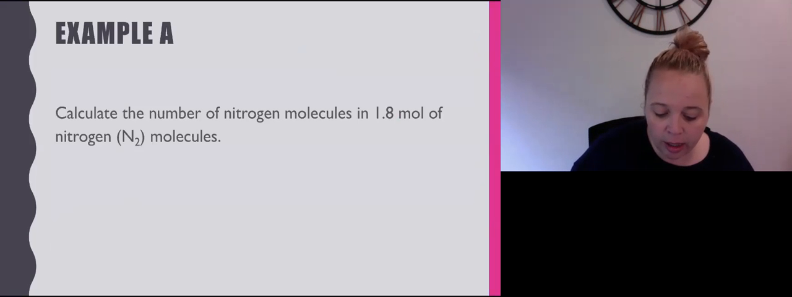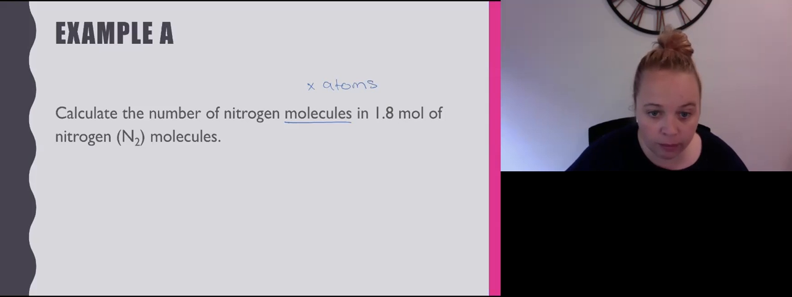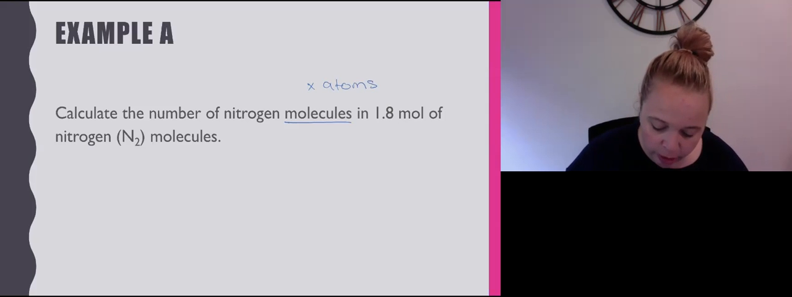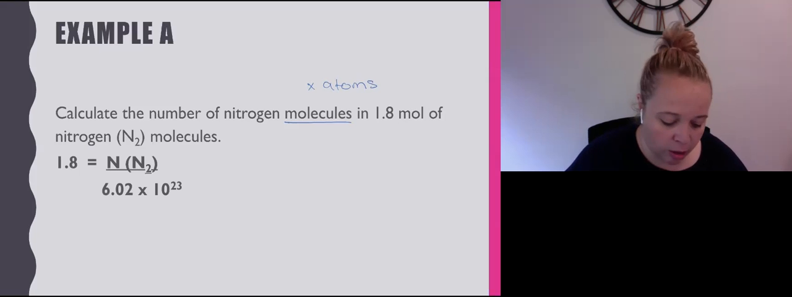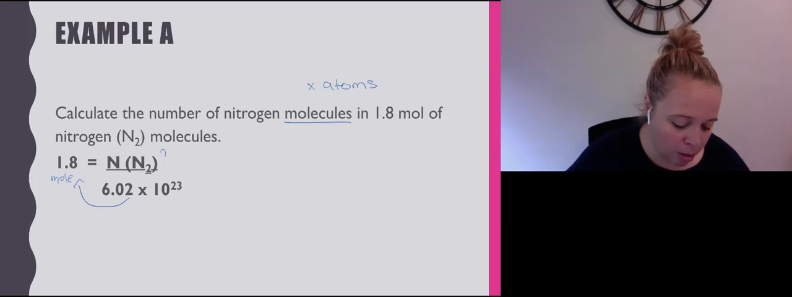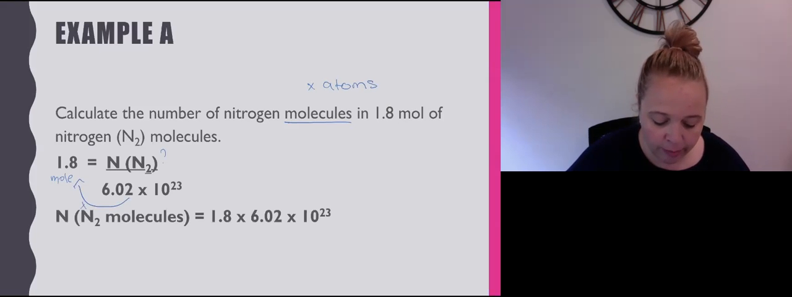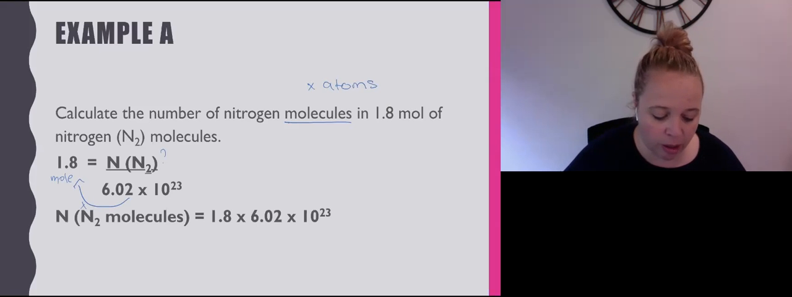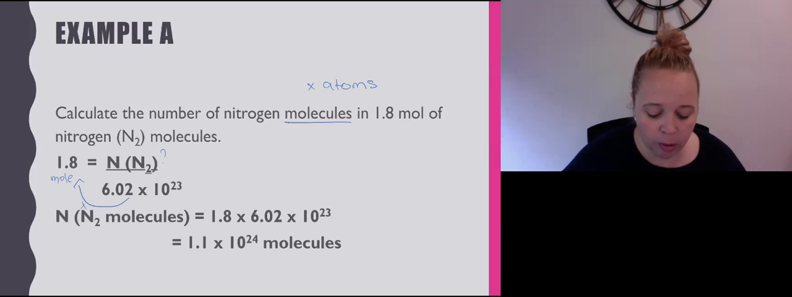The key here is that it's asking how many molecules. It's not asking how many atoms, because that would be a different question. So we use our equation. We know the mole is over here, 1.8. We want to find out this, and here is Avogadro's number. So we can multiply that out, and you end up with 1.8 times 6.02 times 10 to the power of 23, and you end up with 1.1 times 10 to the 24 molecules.